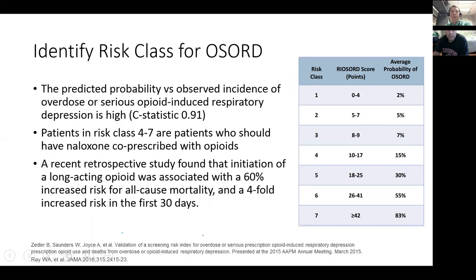It's interesting that this recent report in JAMA also showed that in a retrospective study done in a very large Medicare patient population in Tennessee, the initiation of a long-acting opioid was associated with a 60% increased risk for all-cause mortality and a 4-fold increased risk in the first 30 days of the initiation of a long-acting opioid. So I think that the risk of unintentional overdose is much, much greater than what we probably have been thinking about in the last several years.